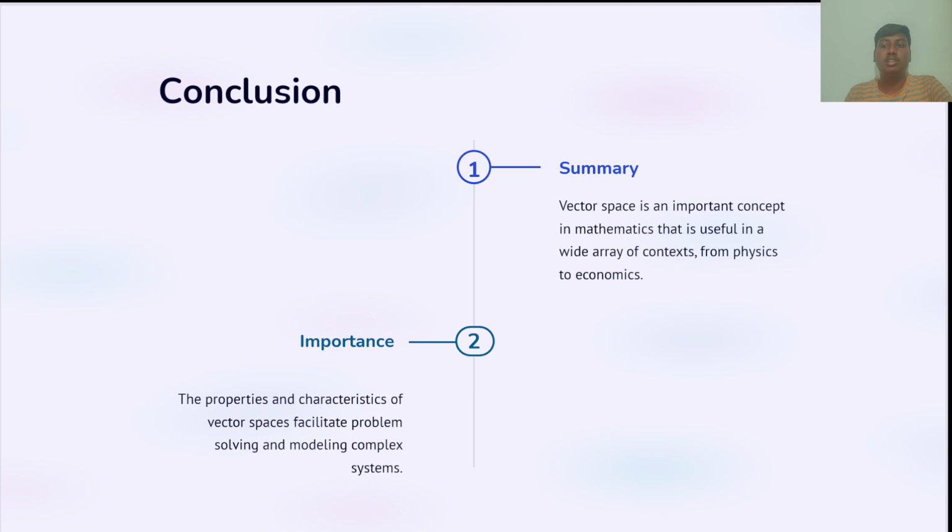Conclusion. Summary. Vector space is an important concept in mathematics that is useful in a wide array of contexts, from physics to economics. Importance. The properties and characteristics of vector spaces facilitate problem solving and modeling complex systems.